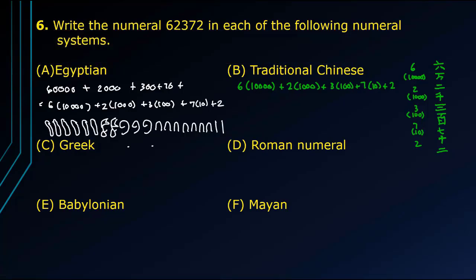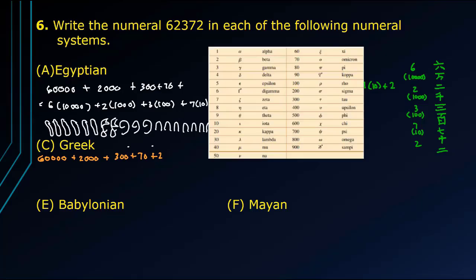Now getting to Greek, and making use of these symbols here, if I can get it to show up. I'm still going to be using the same kind of general premise: 60,000 plus 2,000 plus 300 plus 70 plus 2. It's just that they actually have a few more numbers that represent things. They have specific hundreds and things like that.